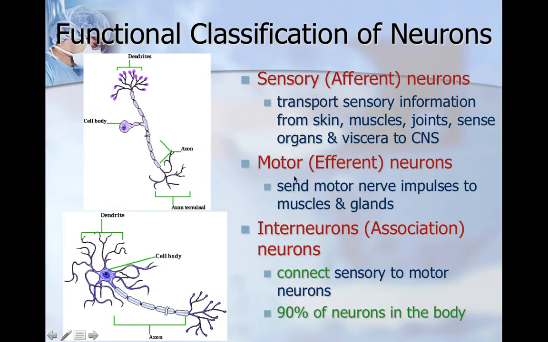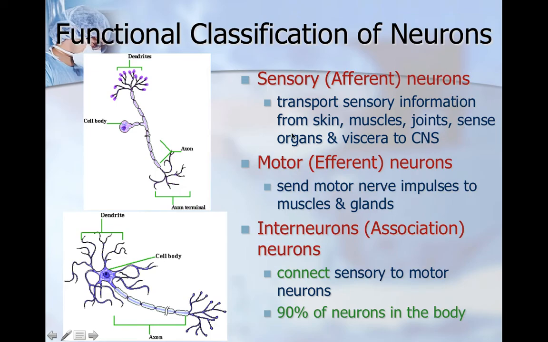Okay, so neurons have many classifications. We're going to focus upon these ones. The sensory neurons, which are also called the afferent neurons. These are responsible for your transport of sensory information from your skin, muscles, joints, your sense organs, and your viscera to your central nervous system. Okay, so what are they doing? They are receiving information and bringing it from your sensory organs to your brain and spinal cord, your central nervous system.